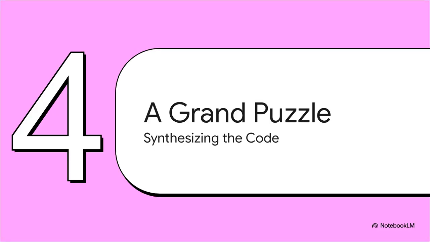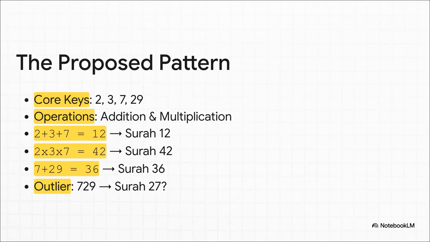So let's take a step back and look at the whole system together. The parts that seem to click into place perfectly, and the part that remains a bit of a head-scratcher. So here it is, the whole system laid out. You've got 4 core numbers, 2, 3, 7, and 29. Using really basic math, addition and multiplication, these numbers generate results, 12, 42, and 36, that point to specific chapters. And in each of those chapters, the Muqatta'at at the beginning have letter counts that match the numbers you started with. And then you have the outlier, 729, which is noted as a potential link to Surah 27, but really stands out as this unresolved piece of the puzzle.